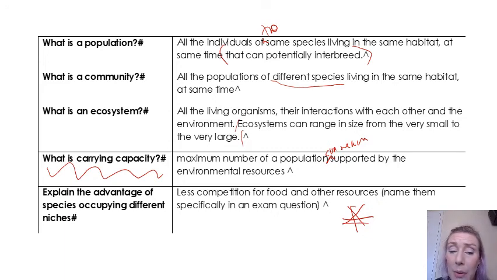Okay, so in exam questions, they ask this all the time. We're going to have a look at an example soon. So less competition for food and other resources is usually going to get you a mark point. Sometimes you do need to name the resources related to the exam question, but food is generally always one of them.